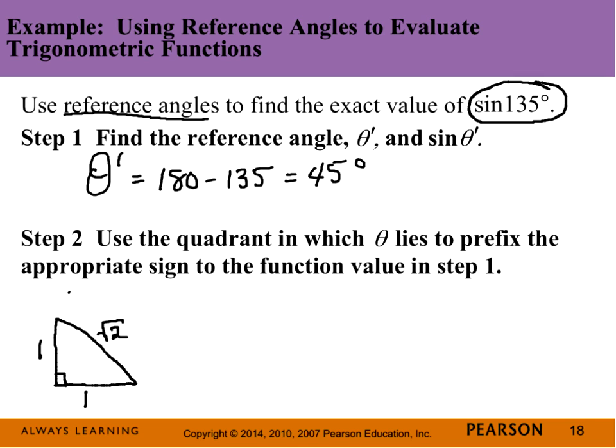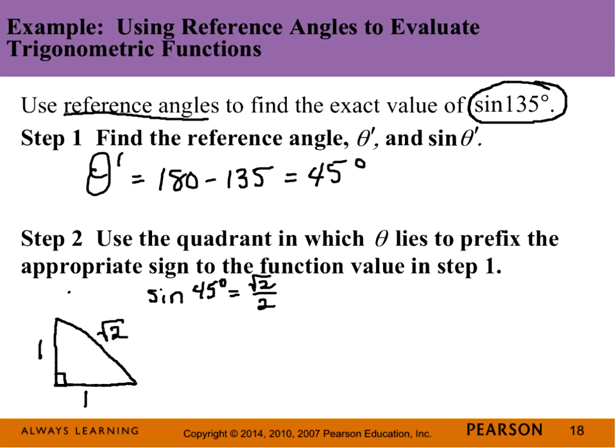So since this is a 45-degree reference angle that we're using, we can use the knowledge that we've already gained. And we figured out there that the sine of 45 degrees is equal to square root 2 over 2. Sine is opposite over hypotenuse, which is 1 over square root 2, but we rationalize the denominator and end up with square root 2 over 2.